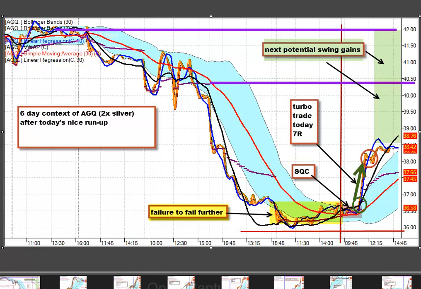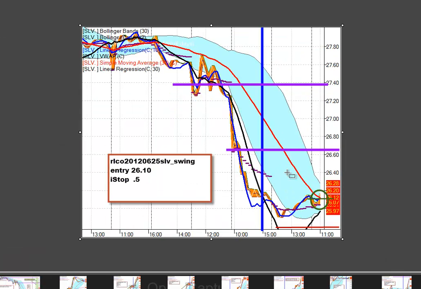All right, the next one I want to look at is the actual swing trade that we set up, and I was looking at it in silver. I'm going to execute the turbo trade in AGQ, but the original position I put on was in silver. So this is regression line crossover, June 25th, 2012 in silver, playing this as a swing trade. I'm using that 30-minute time frame here. Entry at 26.10, really at the top of this sideways quiet channel. It looked like it was starting to break out; it had just crossed the Bollinger Band mean.